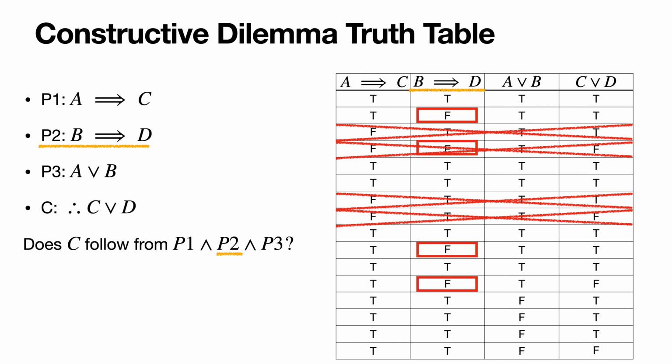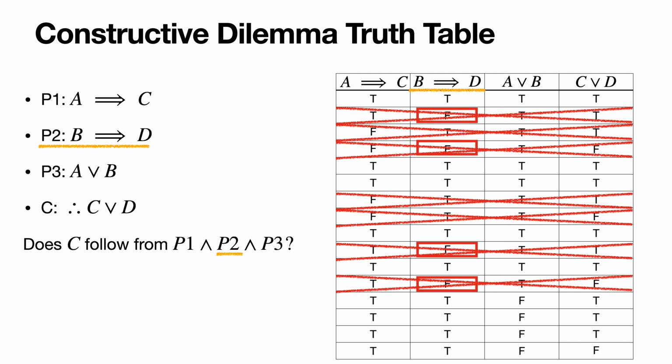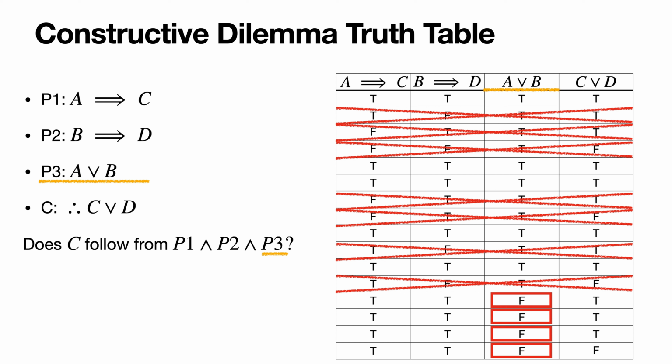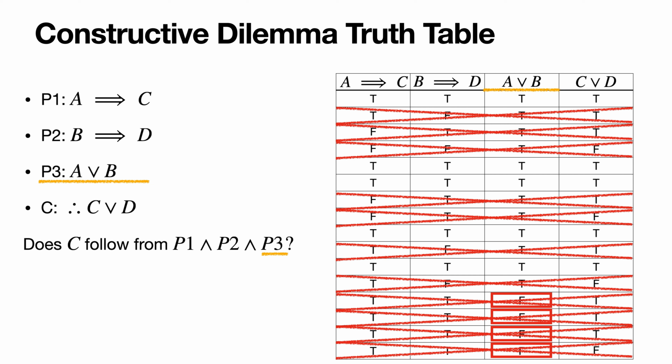Once again, this is pretty mechanical. You just look where it's false and cross them out. Premise 3 is false in these last 4 rows of the truth table, so we can cross those out. And now let's look at our remaining rows. There are 5 of them.